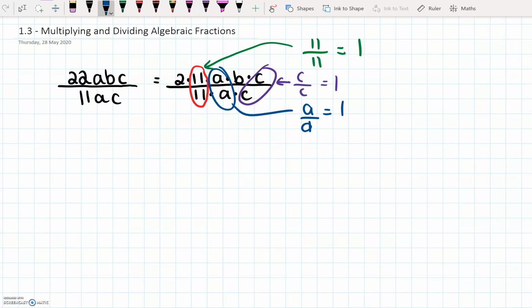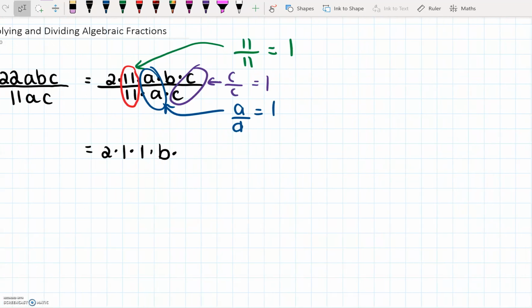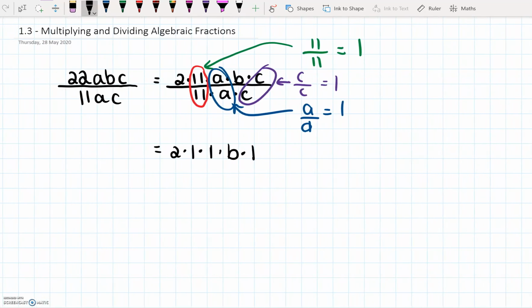So what all of these mean is that we can replace these pairs with 1s. What we get here is 2 times 11 divided by 11 is 1, times A divided by A is 1, times B times C divided by C, which is 1. All those 1s, we don't bother writing them. We don't write 2 times 1 times 1 times 1. Those times 1s just mean it stays the same. So we end up left with just 2B. If you see those pairs, you can do this.